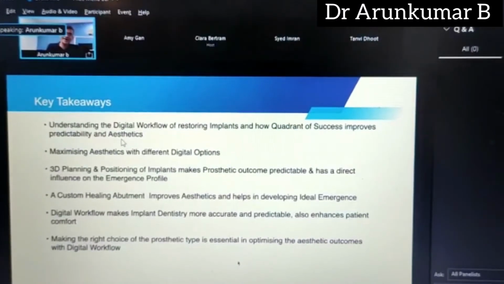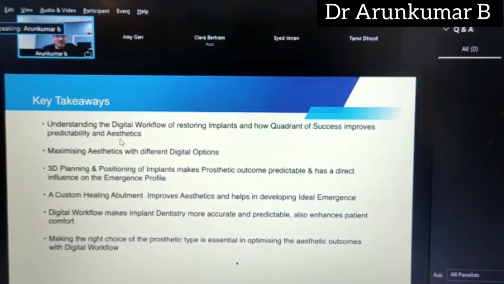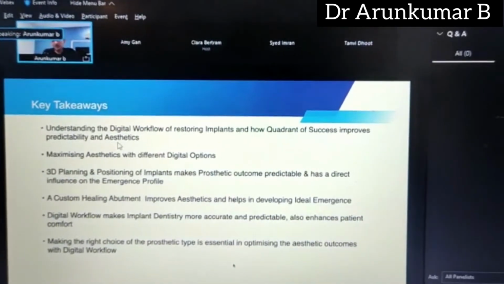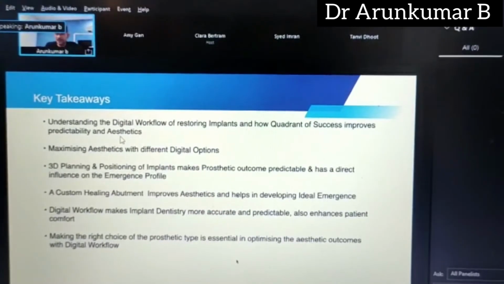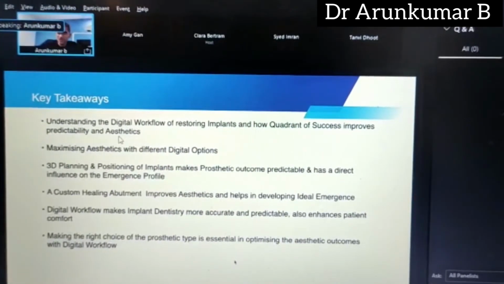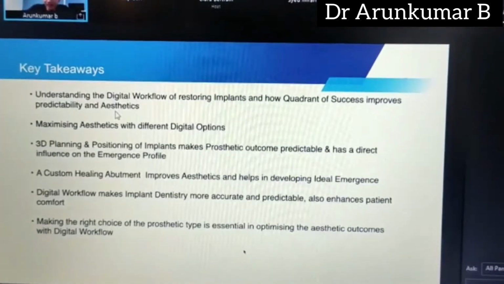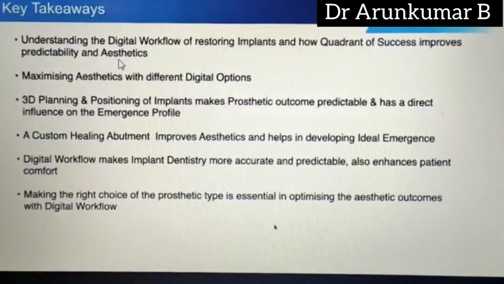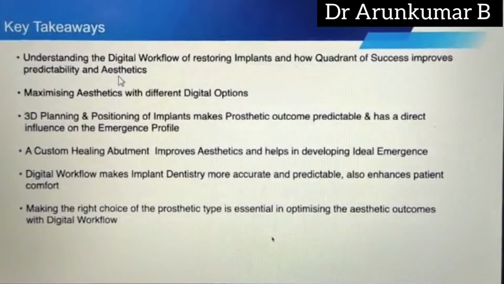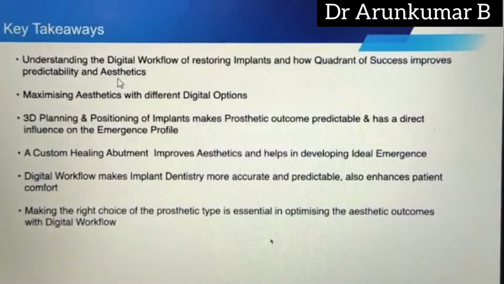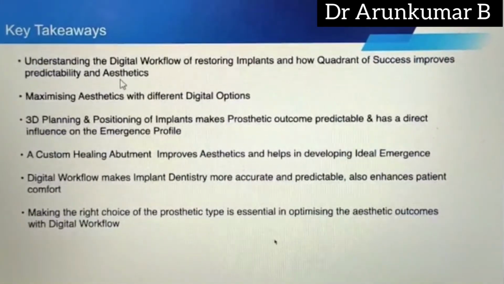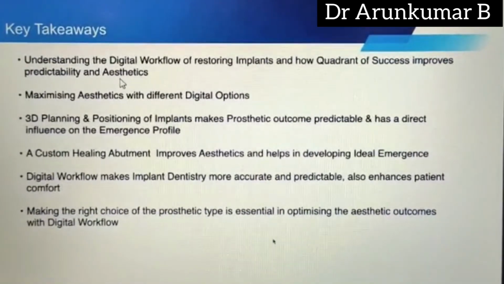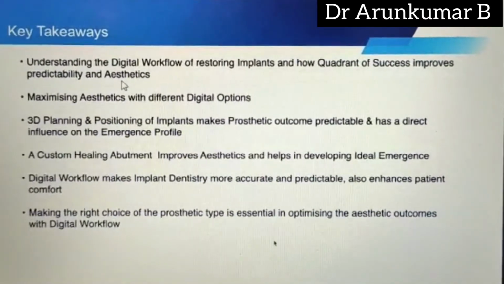This would be for us to understand the digital workflow of restoring implants and how the quadrant of success improves predictability and aesthetics. So when I say the quadrant of success, we looked at all the four quadrants that are there. The 3D positioning of the implant, the prosthesis type, whether it's going to be a screw retained prosthesis or a cemented prosthesis. Are we going to customize a Timebase either with zirconia or customizing the Timebase with Emax? So once we have understood that, how are we going to have a superstructure on top of the Timebase? Or what is the material of the superstructure? Is it going to be zirconia?